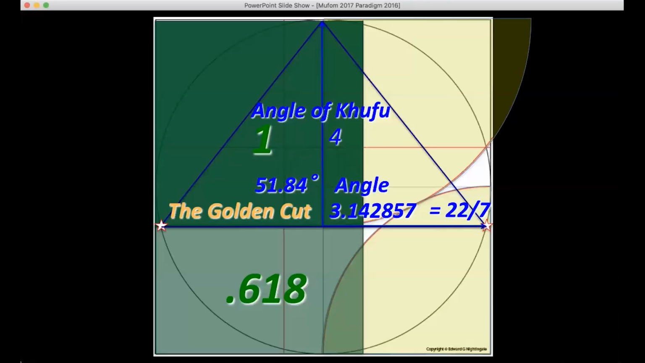So again, just the most basic of geometric divisions, right there gives you the angle of the Great Pyramid and this connection to pi and a lot more to come.